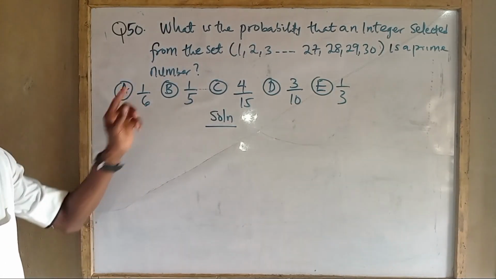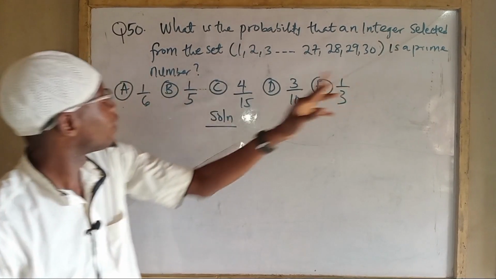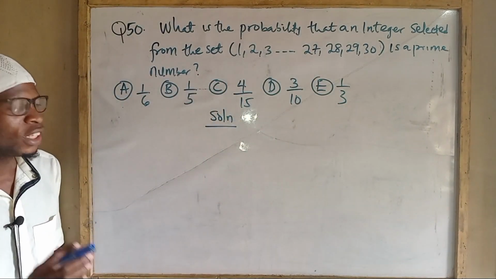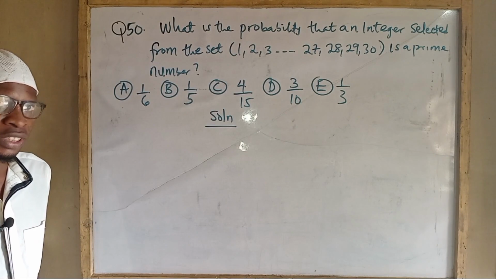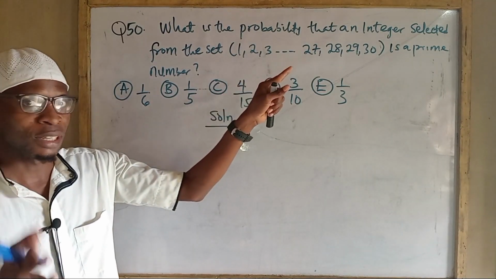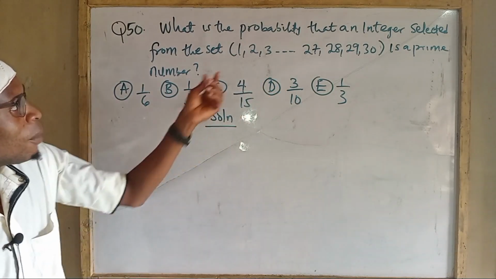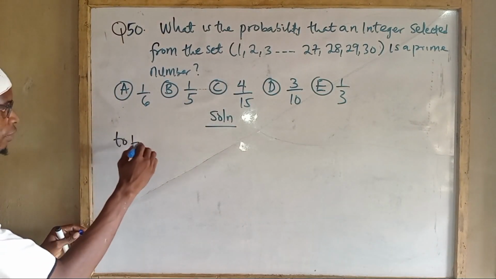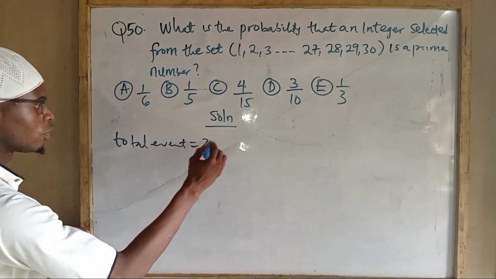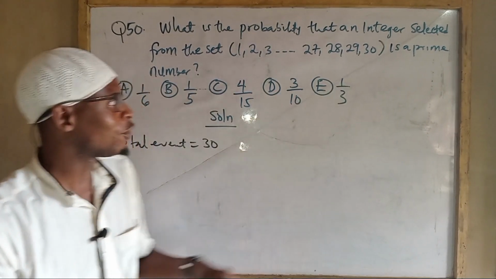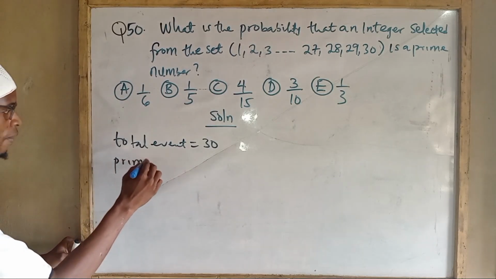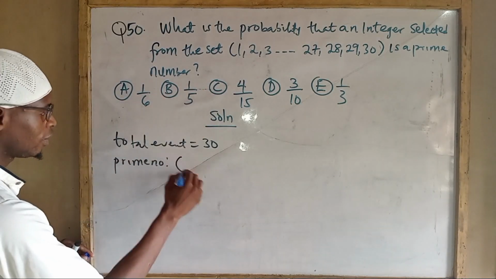Okay, so the next question. Question 50 on the board, which says, what is the probability that an integer selected from the set 1 to 30 is a prime number? Good. When dealing with probability, you should note something. You need just two things: the total event, which is referred to as the sample, and the event itself. So the sample here, which is the total event, is 30. So total event is equal to 30. Now it's a prime number, so we have to list out the prime numbers from this set of numbers. So the prime numbers contained from 1 to 30.